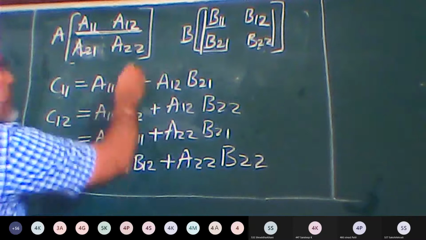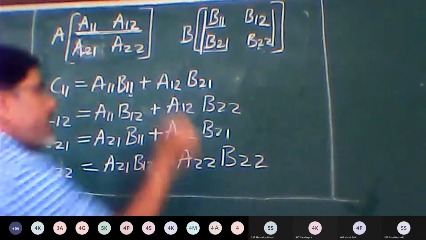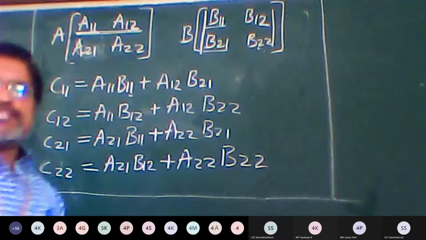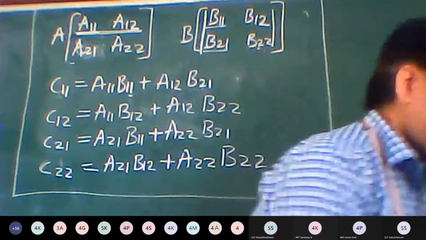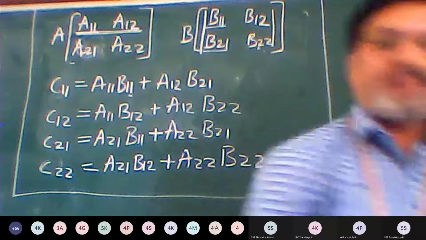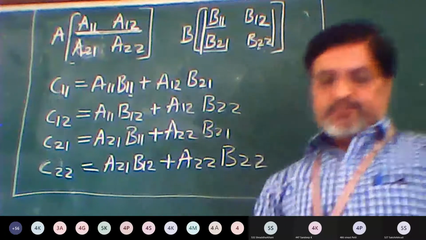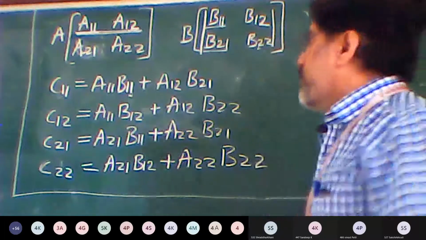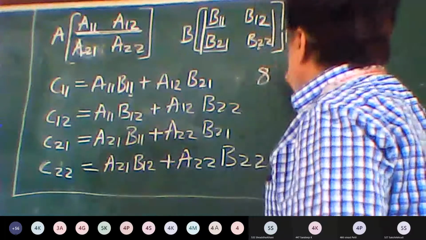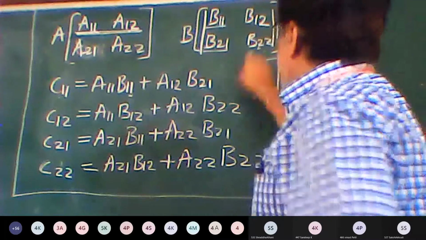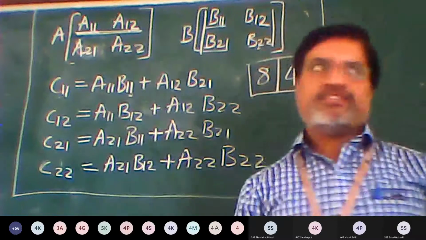Can you tell me in these 4 formulas, how many multiplication operations are there? 8. Okay. What about addition or subtraction? Addition 4. There are 8 multiplications and 4 additions, right?